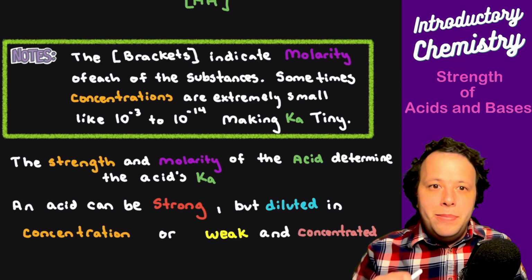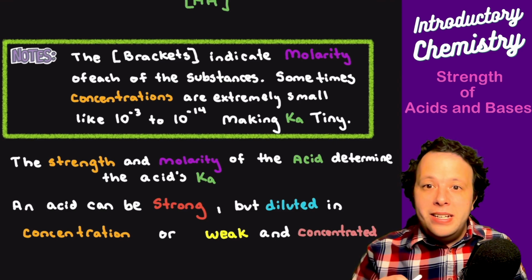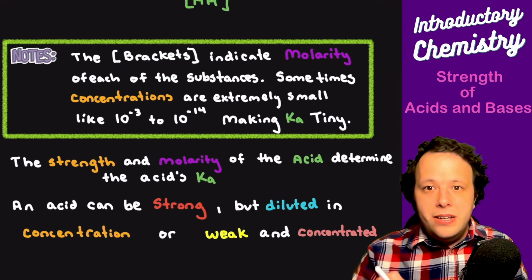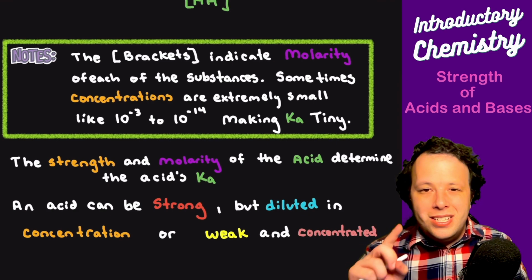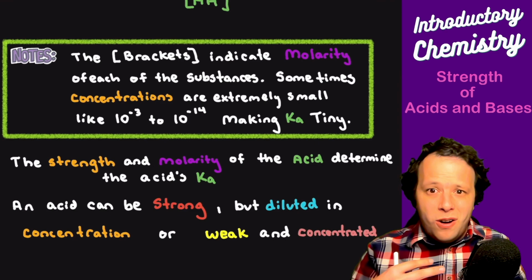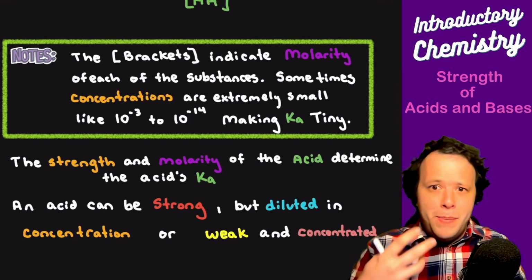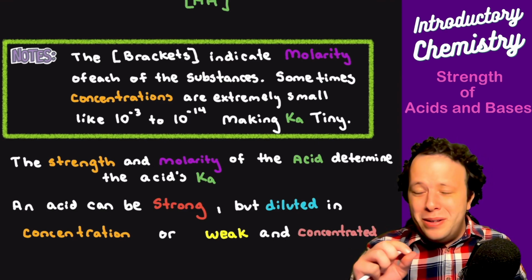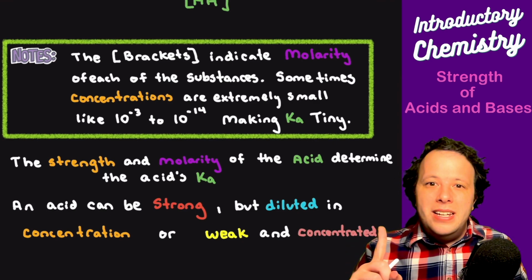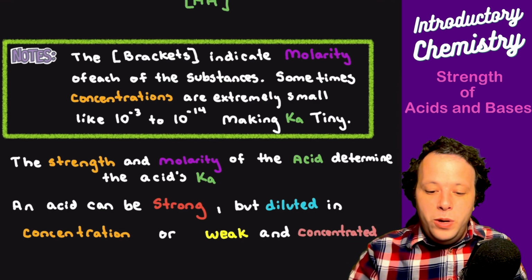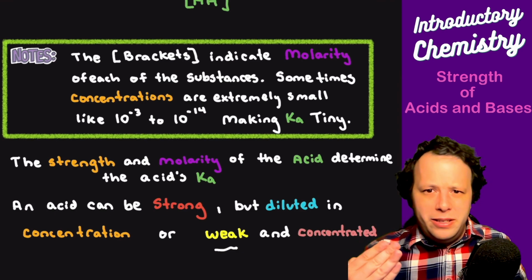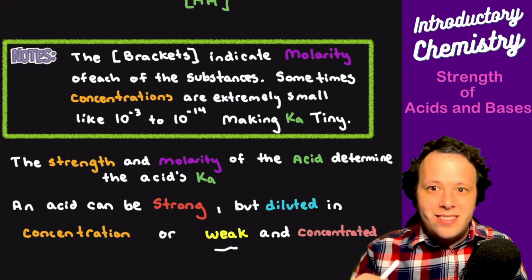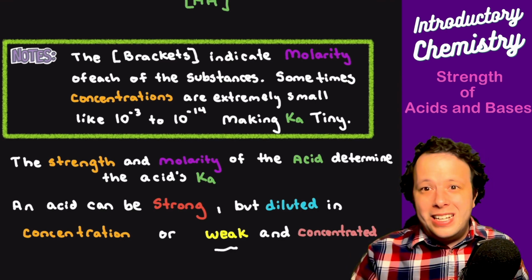Now, the thing to keep in mind: an acid can be considered strong, meaning HCl, sulfuric acid, nitric acid, but it can have a diluted concentration. So don't just think, oh, when we say something is strong, it means that it's very powerful. It could have a very little molarity. And the other thing is that you can also have a weak acid that has a very, very high molarity. So molarity and strength are not relevant to each other, is what I'm trying to say. Let's look at some examples of this.